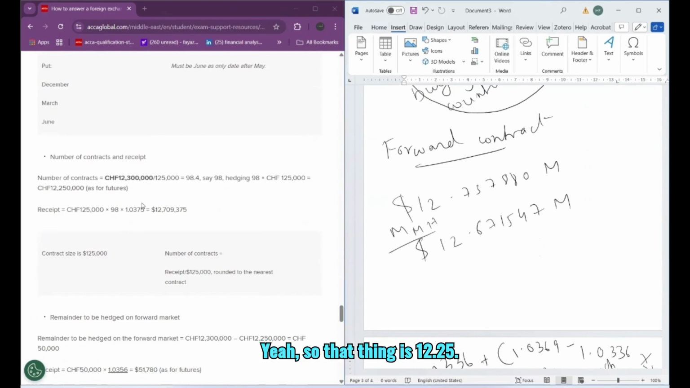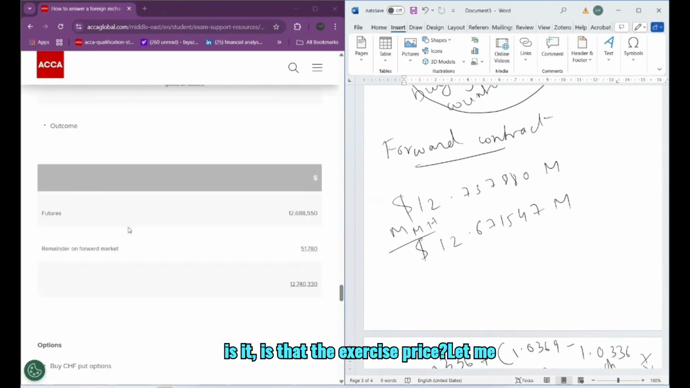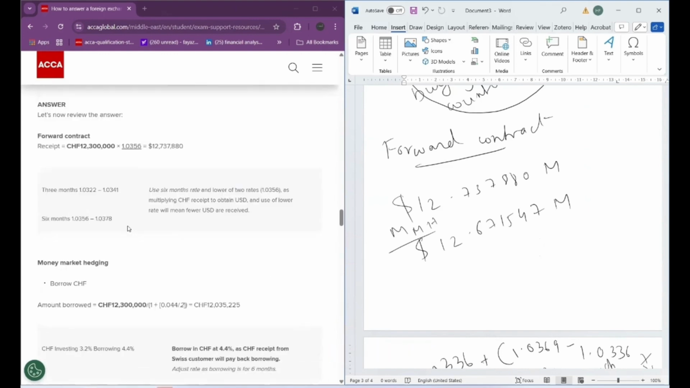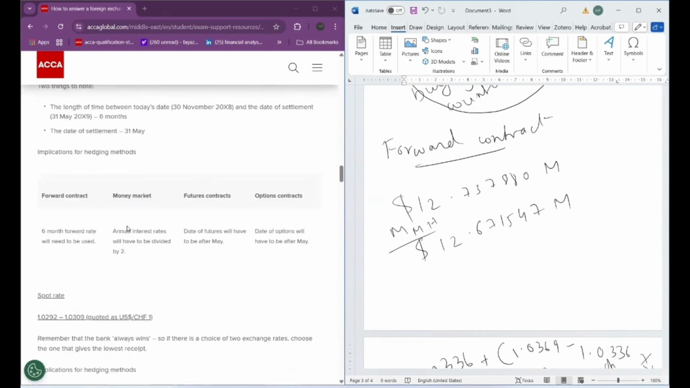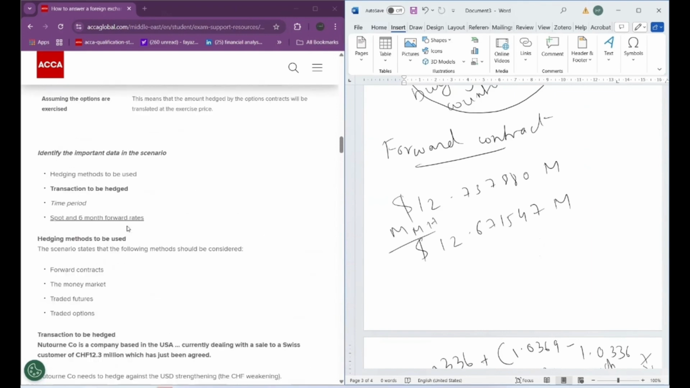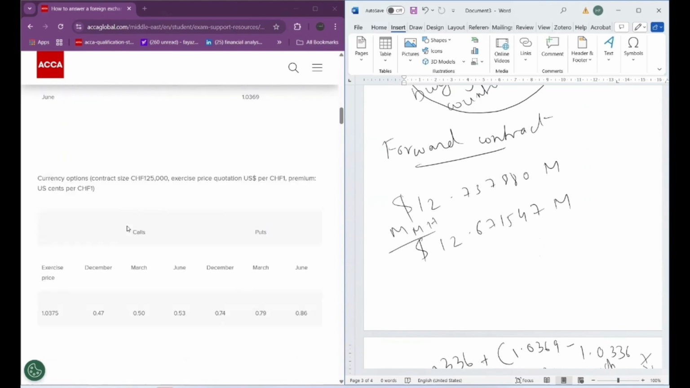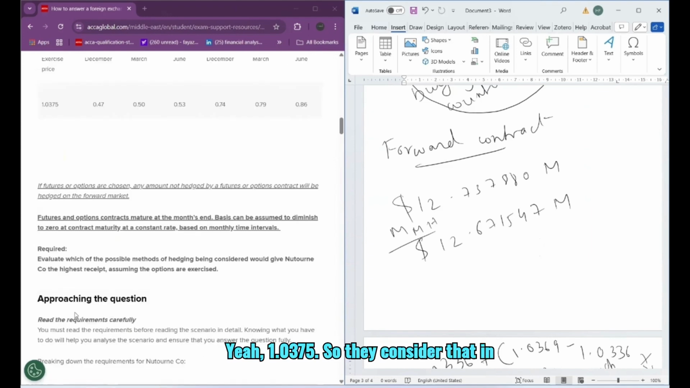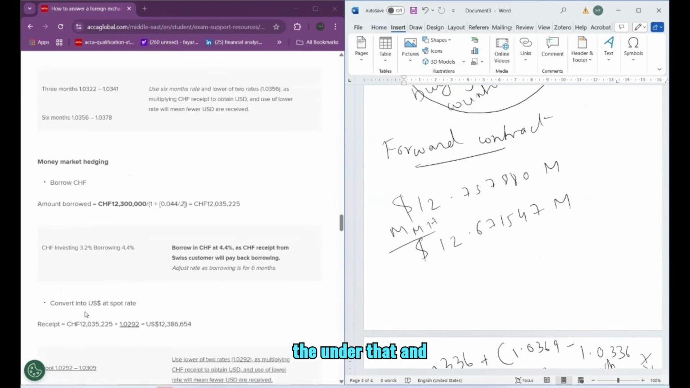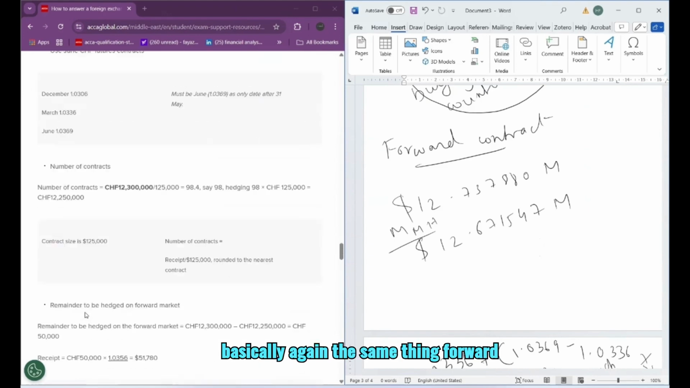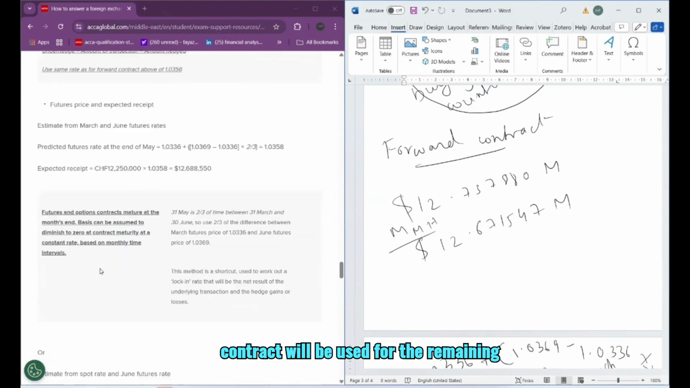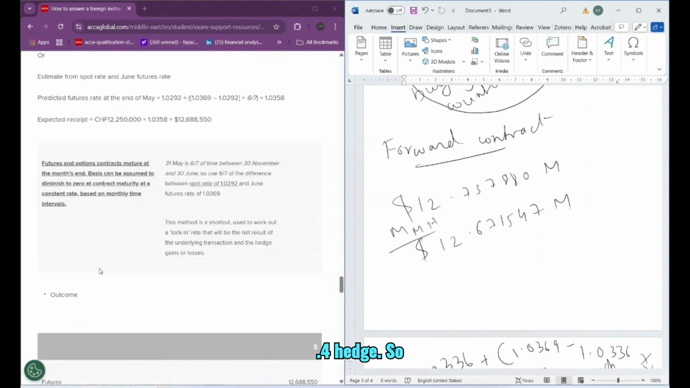So that thing is 12.25. It is just saying 12.25 into 1.0375. They have considered the exercise price here. Okay. Is it so? Is that the exercise price? Let me recheck. Yeah, 1.0375. So they consider that under that. And basically again the same thing, forward contract will be used for the remaining 0.4 hedge.